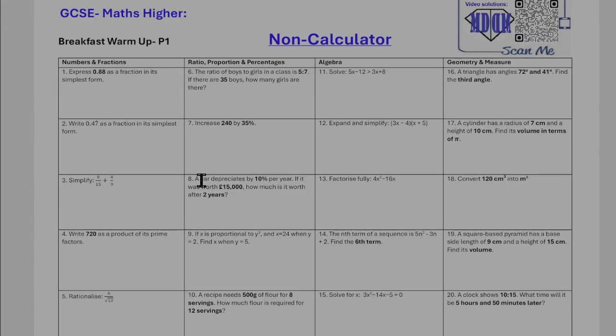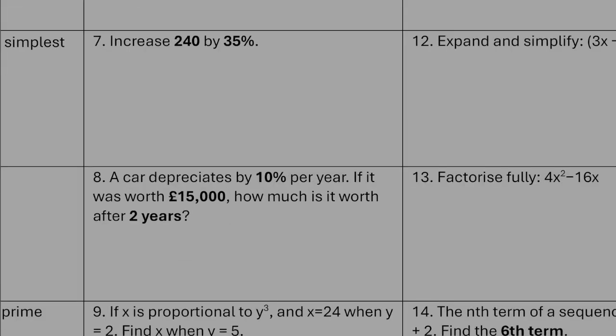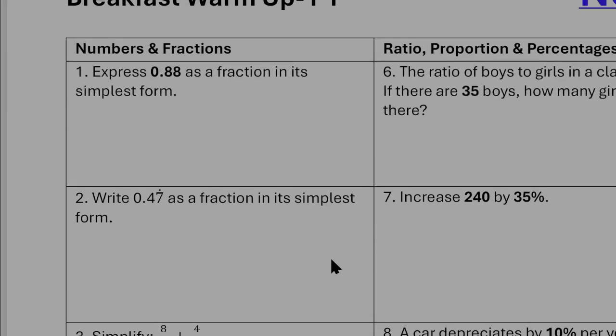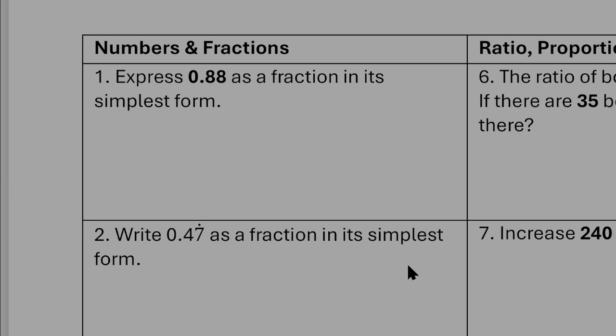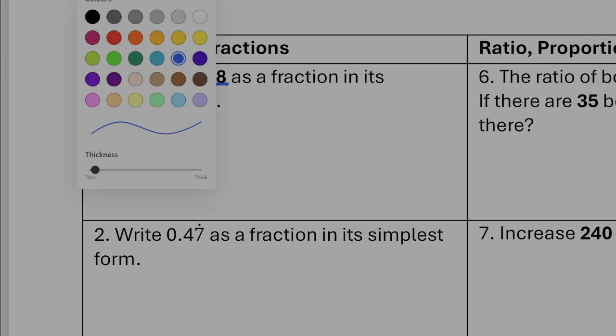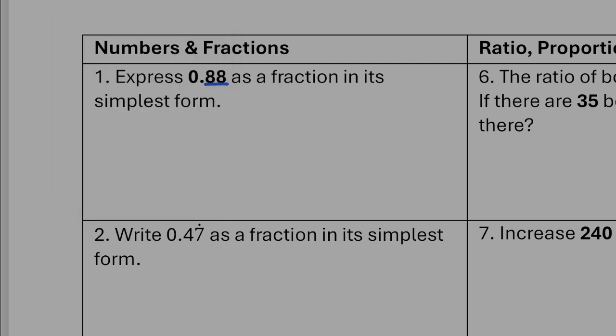Okay, so here's the whole sheet. If we zoom in on question 1, get it a bit clearer on the screen. Question 1: express 0.88 as a fraction in its simplest form. The way I'm going to view this is as 88 hundredths. So let me just get my writing nice and thin. I'm going to view it as 88 out of 100. Both those numbers have a 4 in common. If I divide 88 by 4, I'd get 22, and if I divide 100 by 4, I'd get 25.